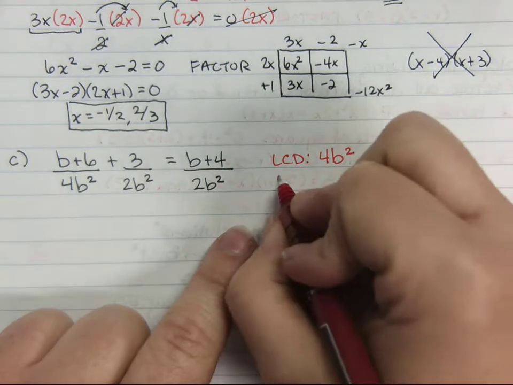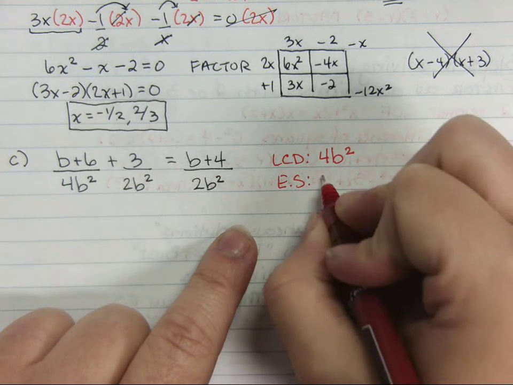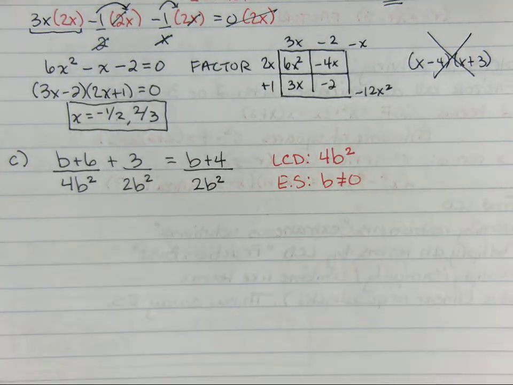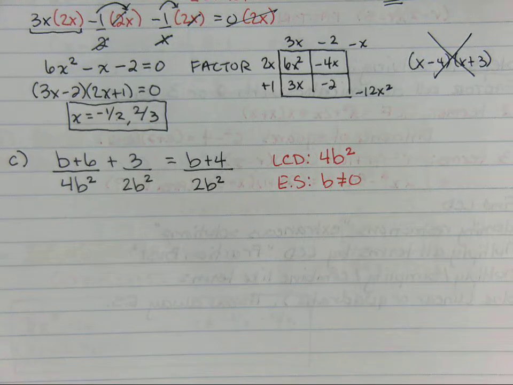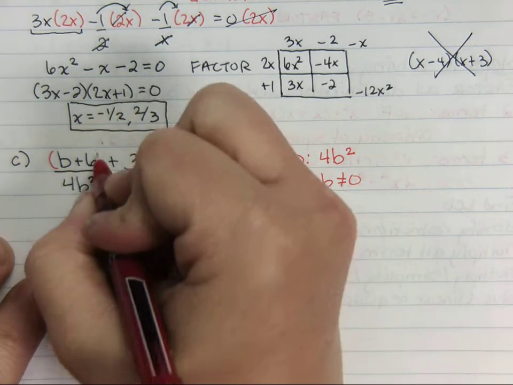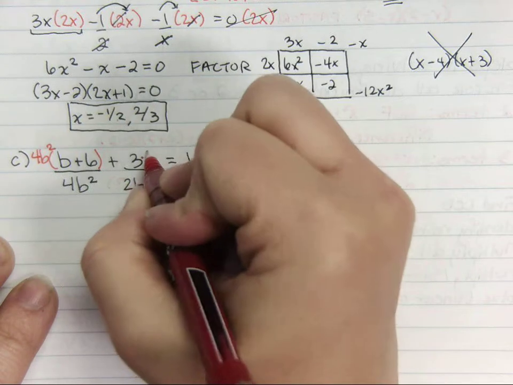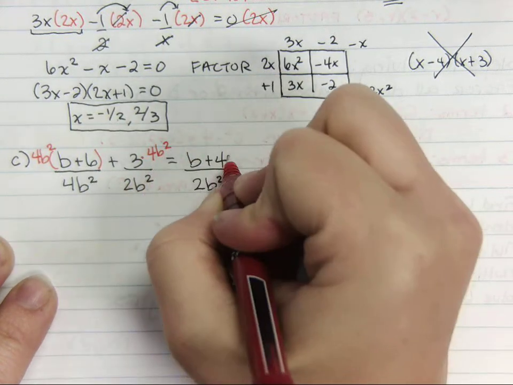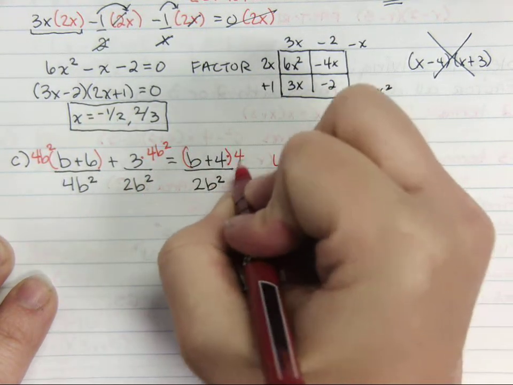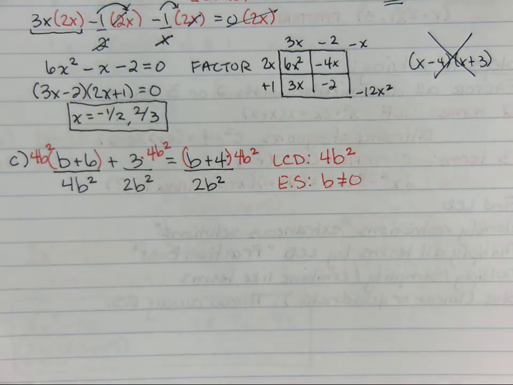And the same thing for my extraneous solution. The only value I can't use would be 0. Everything else is fair game. So now sometimes you can see a little shortcut. I've been writing it down as each term times what it is. But if you want to, if you have space, you can go through and just write next to each one what you would multiply by.